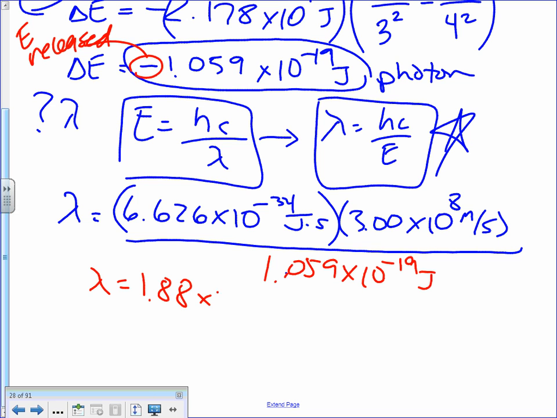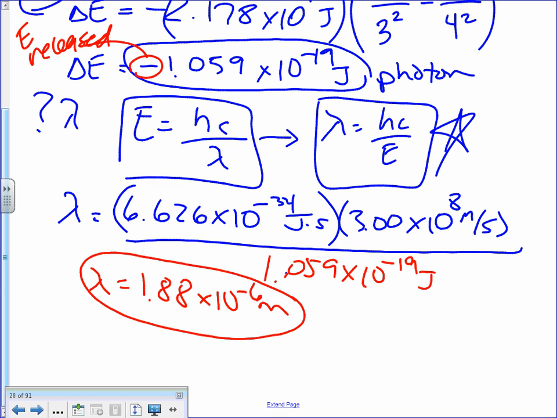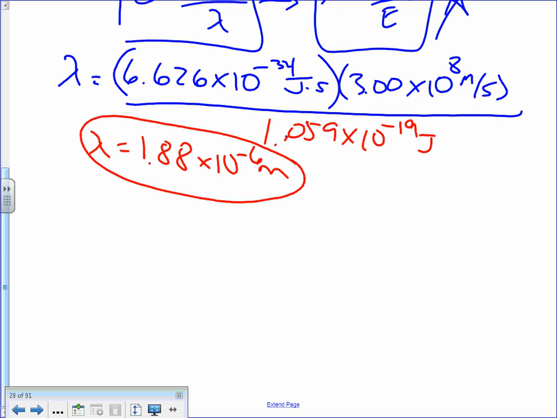1.88 times 10 to the negative 6 units. Look at my units and cancel them out. Meters, thank you. So that's our wavelength in meters. Now, can you tell me which form of wave that is? Is it longer?